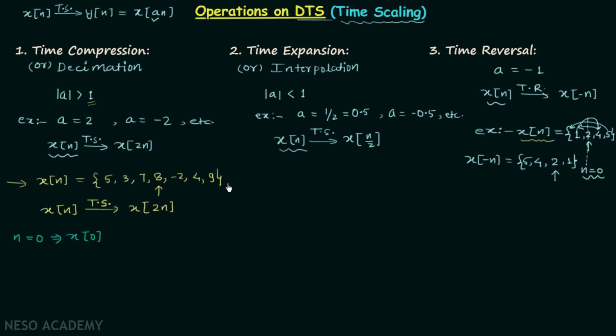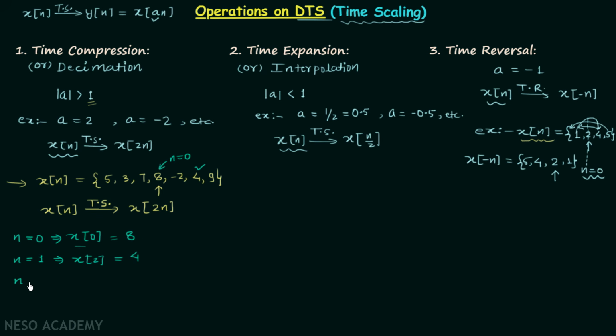And from here you can see that when n is equal to 0, x(n) is equal to 8. This means x(0) is equal to 8. So x(2n) when n is equal to 0 is equal to 8. Very simple. Similarly, we will calculate x(2n) when n is equal to 1. This will give us x(2), and x(2) from here is equal to 4. Therefore x(2n) when n is equal to 1 is equal to 4.